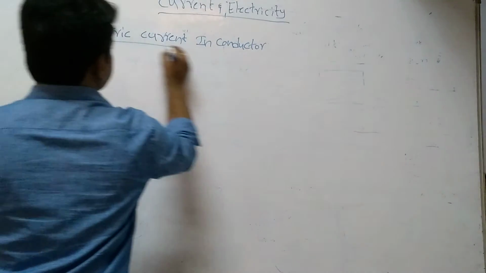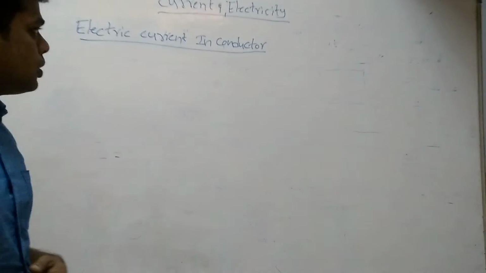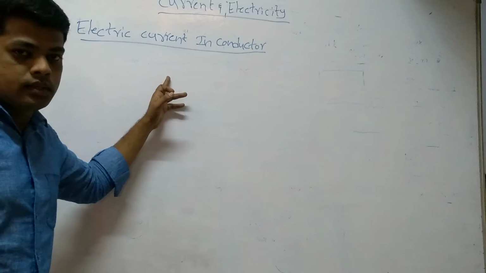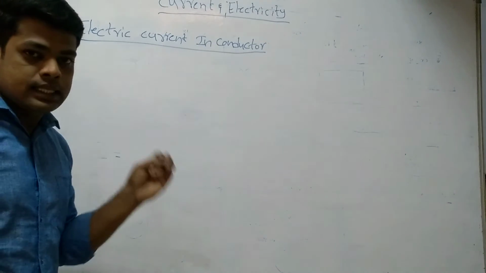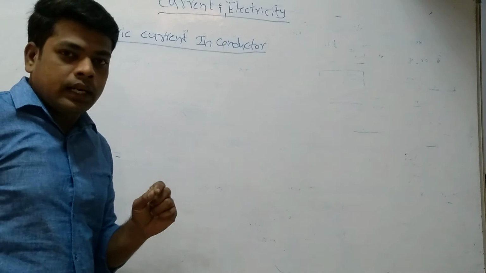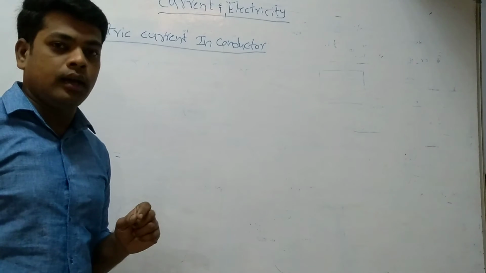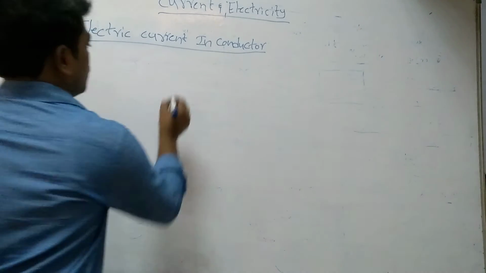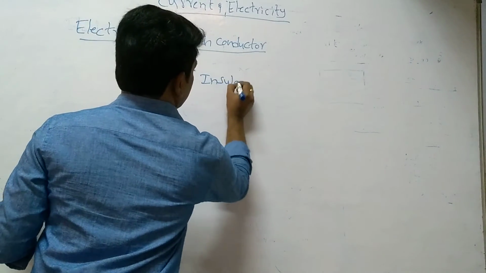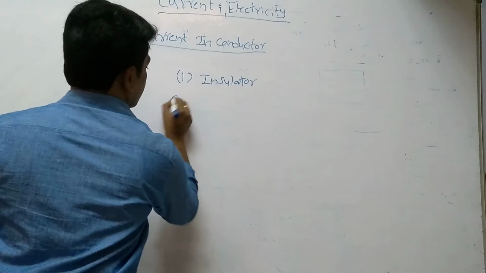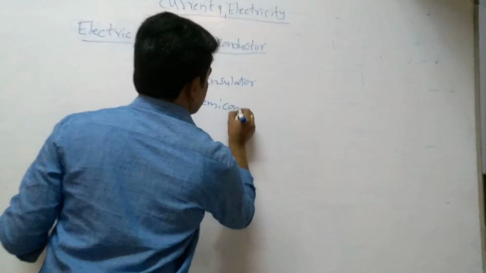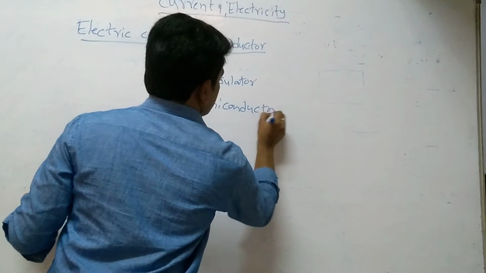So here the main aim of this topic is how we can get a steady current in a conductor. Normally, depending upon the conduction, the materials are divided into three types. One is the insulator, the second is the semiconductor, and the third one is the conductor.